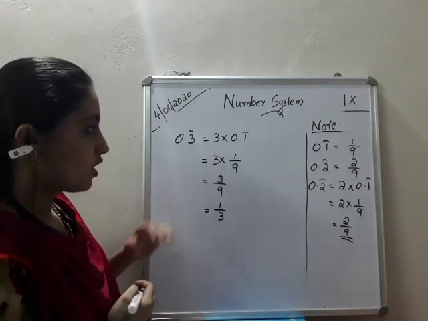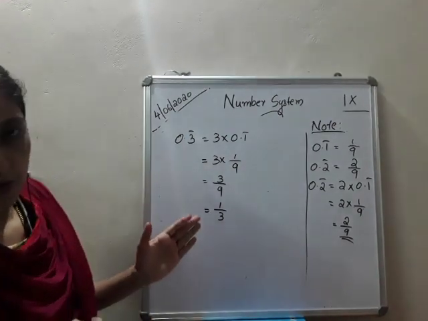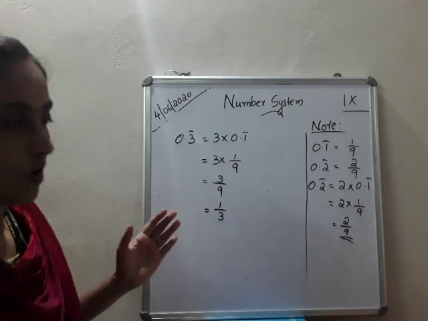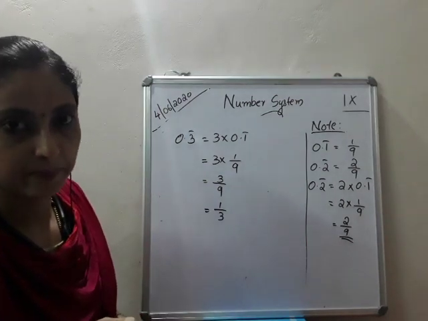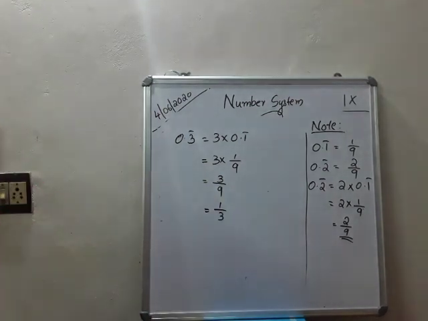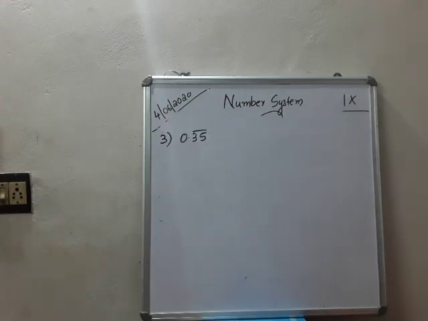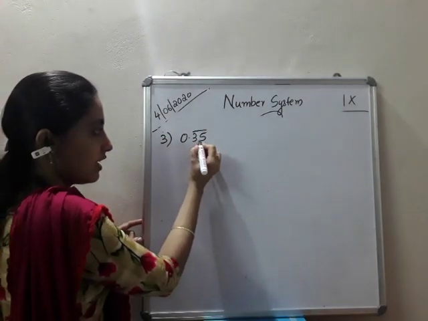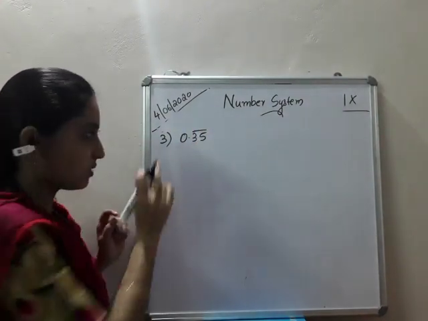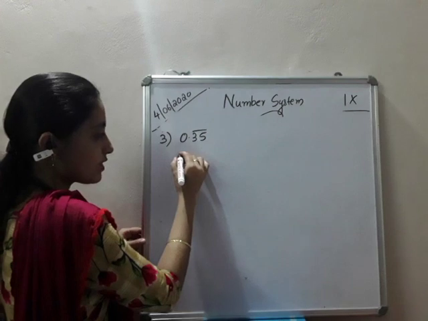Okay. So this type of questions, one question I will give you as homework. So please try to do that. So we will move to the next question. Next question is 0.35 bar. Here 3, 5 together have bar. So please note that. So what is the first step?